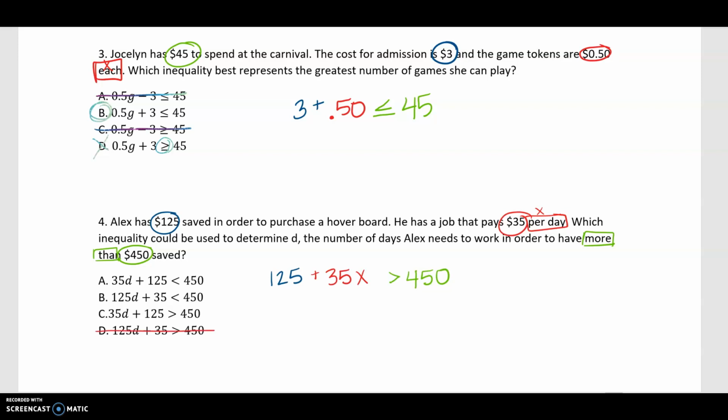So that means I can eliminate B and D. And then now it's just down to the sign. Okay, so we said that he needs to have more than 450 saved. This says less than. This says more than. So more than 450 saved. So it's going to be C.